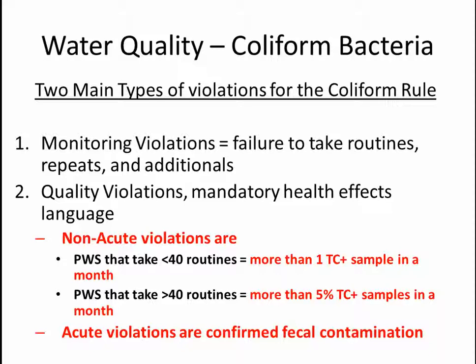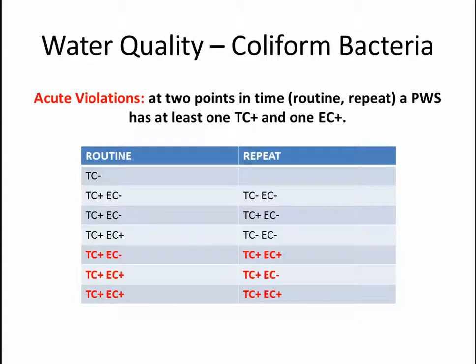Acute violations are confirmed fecal contamination, and what confirmed fecal contamination is it's 2 points in time. 1 point in time was at least total coliform positive. The other point in time was at least fecal positive. And acute violations are always a Boil order as well. So this chart shows you what it looks like to have an acute violation.